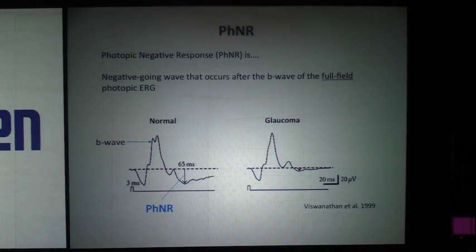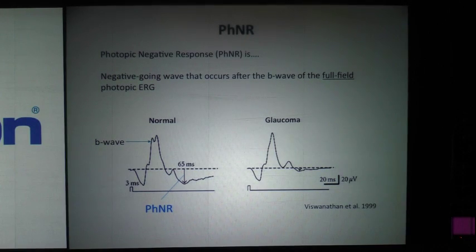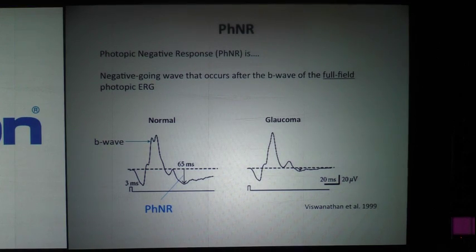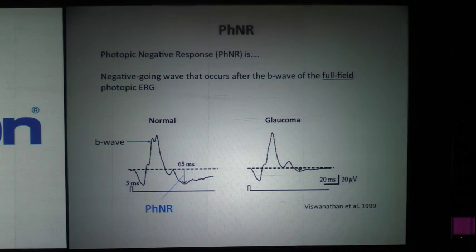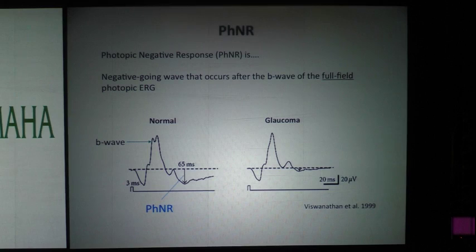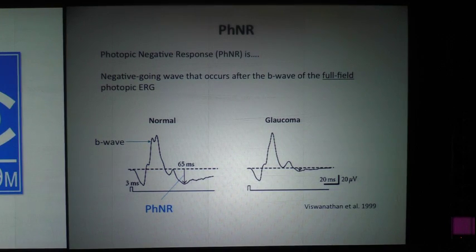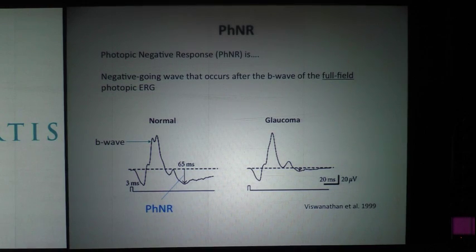Several attempts to assess retinal ganglion cell function were reported previously. An effective method to evaluate the function of retinal ganglion cells is to measure the photopic negative response. It is called PhNR, which is a negative going wave that occurs after the B wave of the full field photopic ERGs.